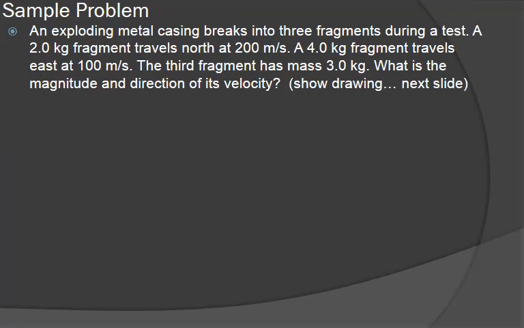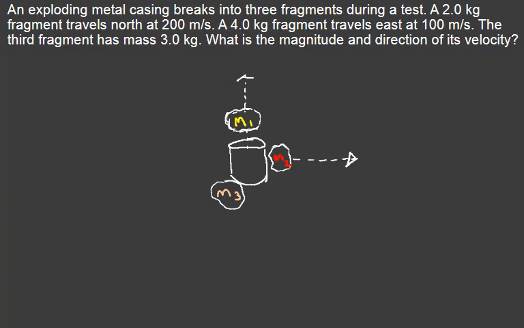All right, now on this one, we're dealing with an exploding casing, and it's breaking into 3 fragments, so we can draw that. Fragment 1 we'll say is going up northward, and then we have fragment 2 going east. The question is, what is fragment 3 going to do? Well, what's important in this one is to look at the momentum in the x and y separately. And if you remember, we have to look at conservation of momentum in the y, so y momentum, and the x momentum separately.